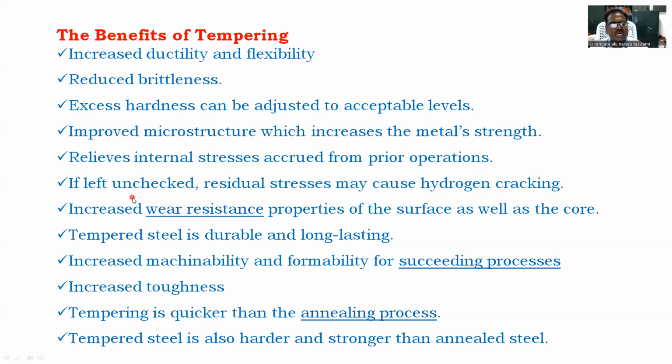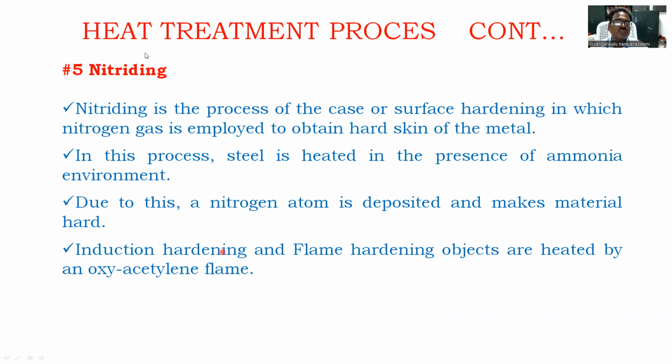Left unchecked, residual stresses may cause hydrogen cracking. Tempering increases wear resistance properties of the surface as well as the core. The tempered steel is durable and long lasting, with increased machinability and formability for succeeding processes, and increased toughness. Tempering is quicker than the annealing process. Tempered steel is also harder and stronger than the annealed steel. So the next process is nitriding.